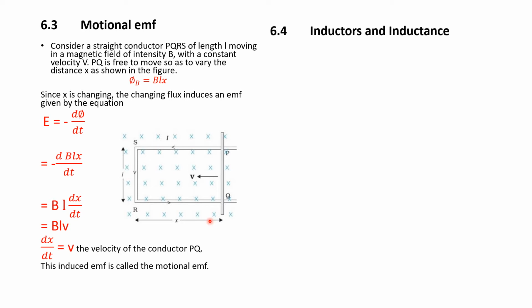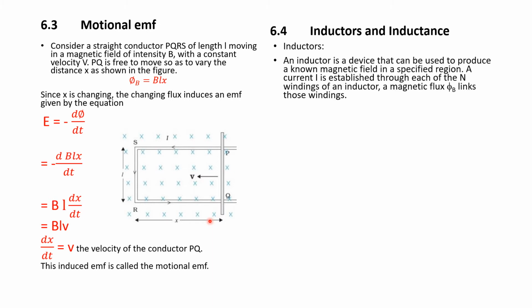In Section 6.4 we will study inductors and inductance. Inductors: an inductor is a device that can be used to produce a known magnetic field in a specified region. A current I is established through each of the N windings of an inductor. A magnetic flux phi B links those windings.